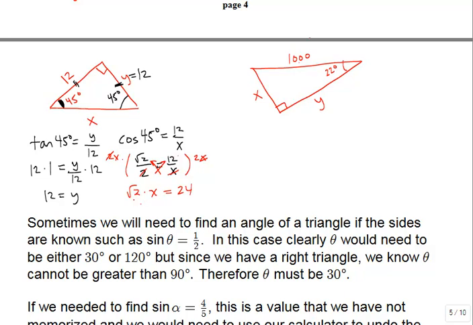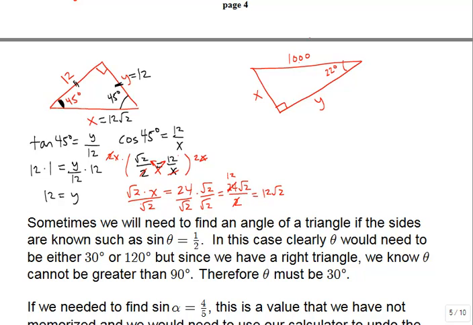And now to finish solving for x, divide both sides by square root of 2. I'm going to go ahead and rationalize that. So I'm going to multiply by root 2 over 2. That would give me 24 square root of 2 over 2, and the 2 reduces on the outside and turns this into a 12 root 2. So my hypotenuse must be 12 root 2.